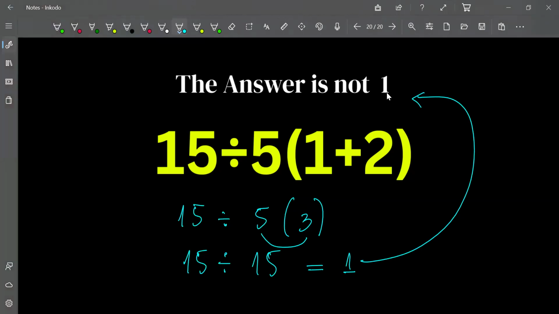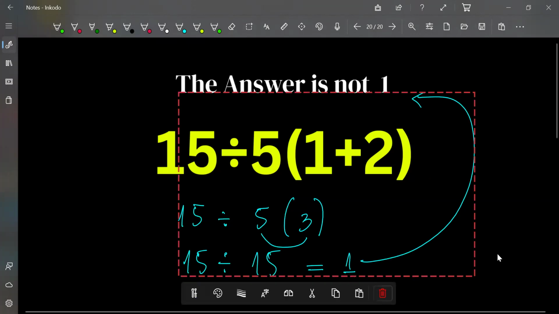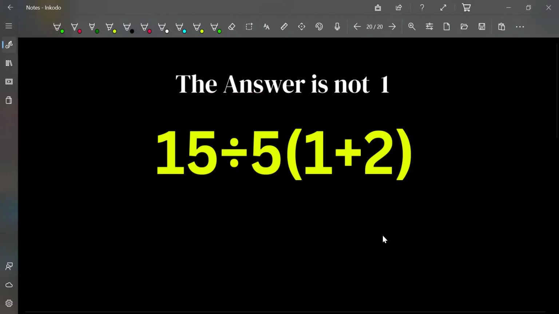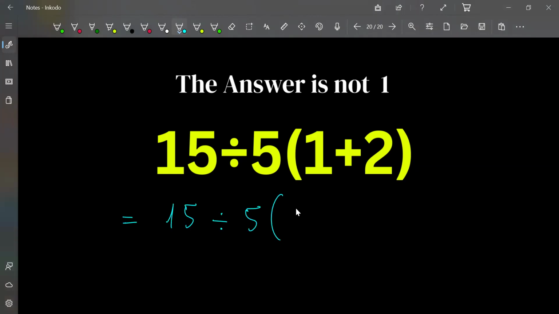Okay. So for this problem, if you want to solve it in the right way, you need to follow the rule of the numerical expression. In the numerical expression, you need to solve the number in the bracket first. When you solve the number in the bracket, the answer will be like that: 15 divided by 5 times, 1 plus 2 equal to 3.